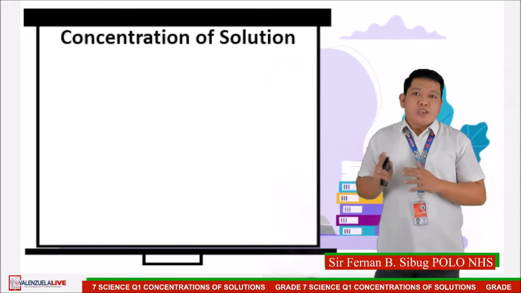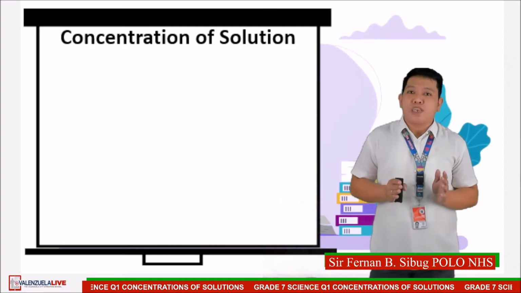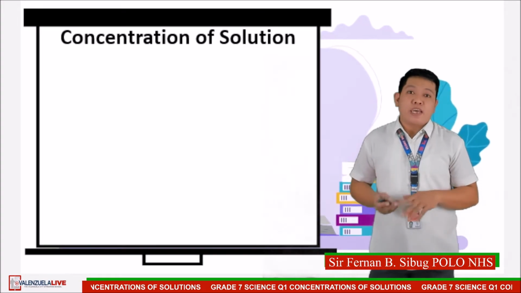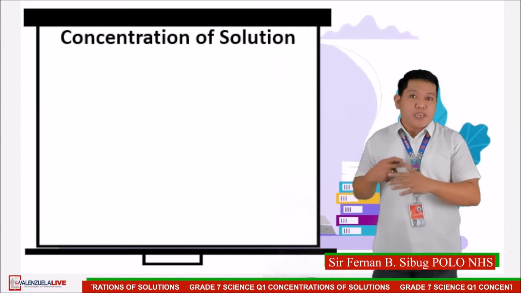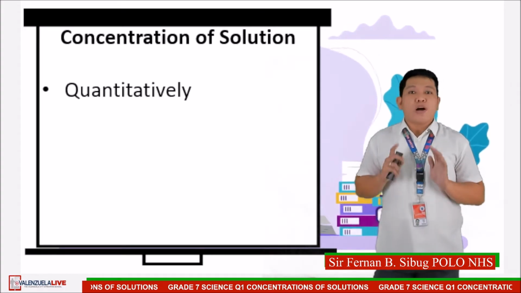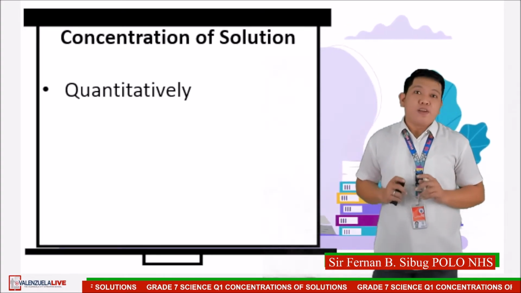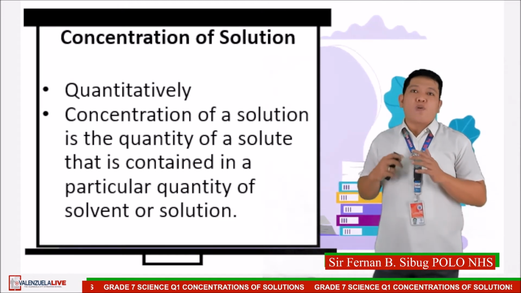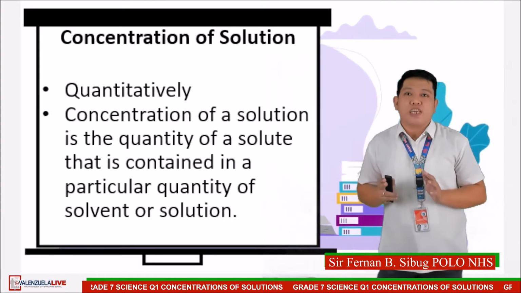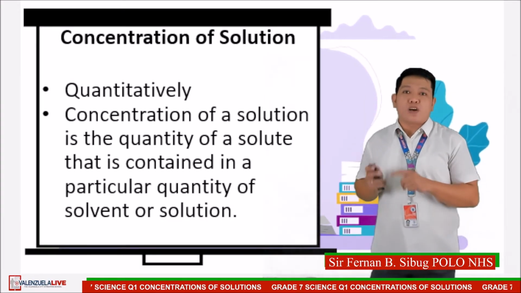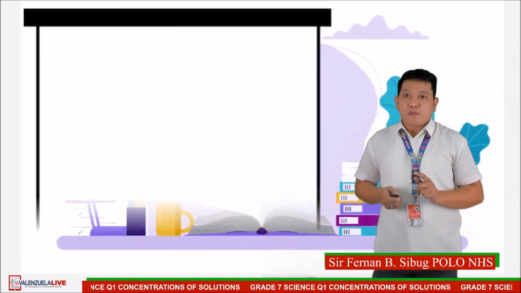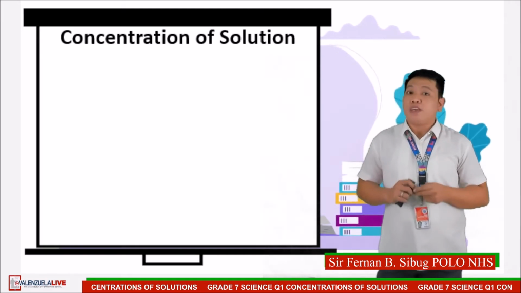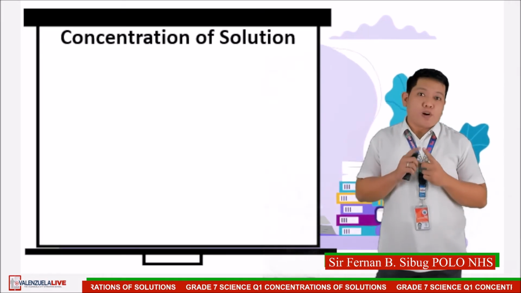So last week, you discussed with Ma'am Irish how to determine the concentration of solution qualitatively or by using your senses. Now, we will determine concentrations of solution quantitatively or by using numbers. When we say concentration of solution, this is the quantity of a solute that is contained in a particular quantity of solvent or solution. Concentration of solution can be expressed in two ways. That can either be percent by mass or percent by volume.